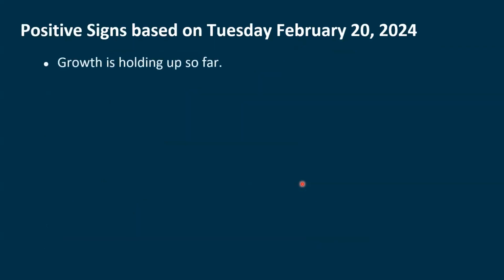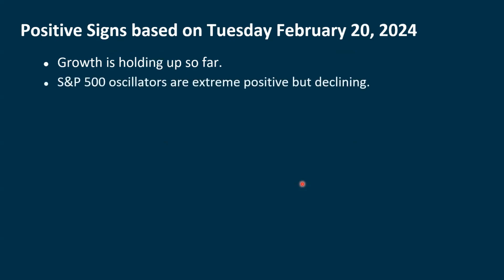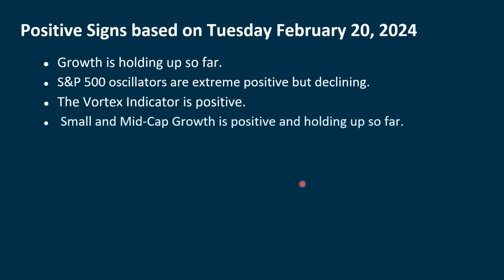All right, positive signs. For right now, growth hasn't fallen apart, at least yet. Now, that could change, and it is showing some weakness, but it isn't just going off a cliff, at least yet. Our oscillators are starting to show some decline. So that's why they're both on the warning slide and on the positive side, even though they're still positive here. The vortex is still positive, but showing some weakness. Small and mid-cap growth is still hanging in there for right now. The financial sector was down, but it's still positive.